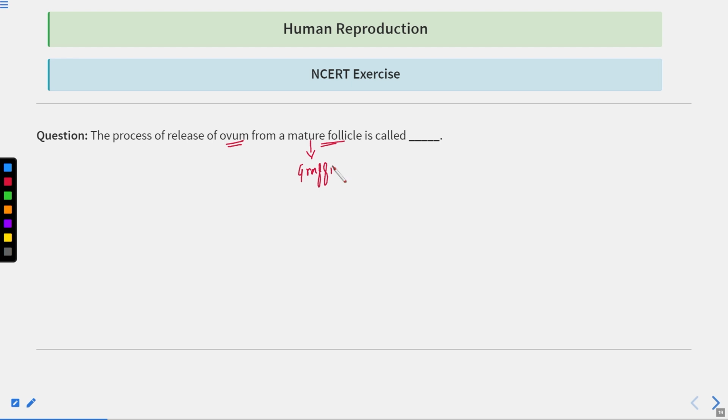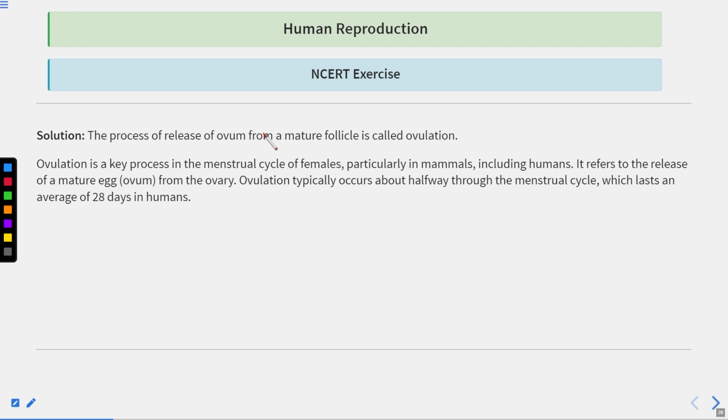Now, next question. The process of release of ovum from the mature follicle is called... Graafian follicle. You can say mature follicle. You can also call it a Graafian follicle. Clear? So what happens? The Graafian follicle ruptures and then releases the ovum, and this process is known as ovulation. And the remaining structure that is left gets transformed into the corpus luteum. So the answer is ovulation.